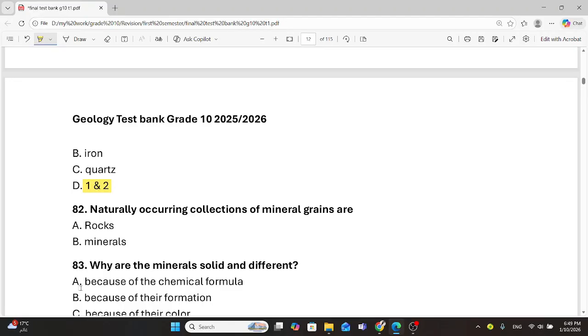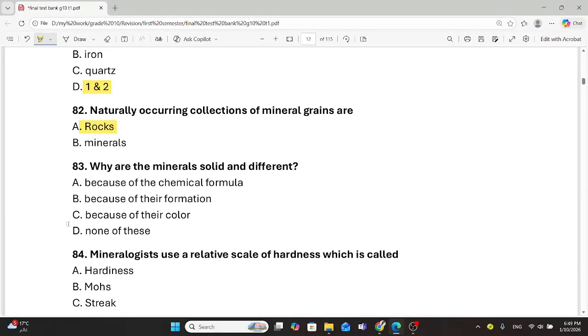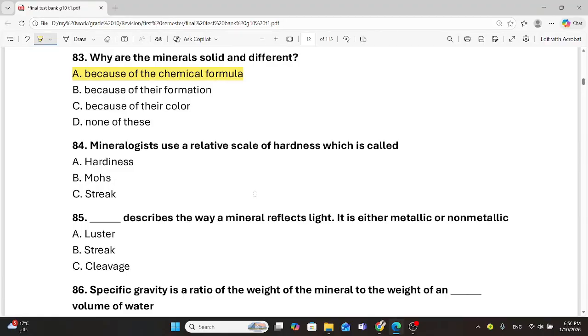Naturally occurring collection of mineral grains are هتبقى عادي روكس عادية ملهاش علاقة بالموضوع. mineral grains اللي هي الفتافيت أو التحطيمات بتاعة المينرال. Why are the minerals different? Because of the chemical formula ولا because of the formation ولا because of the color ولا none of these هتبقى because of chemical formula.